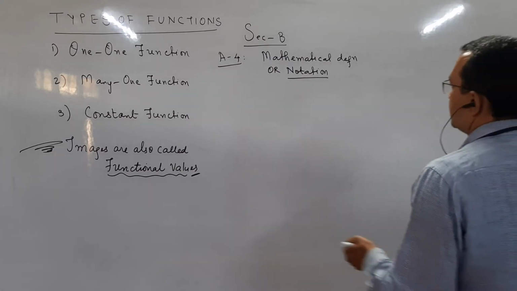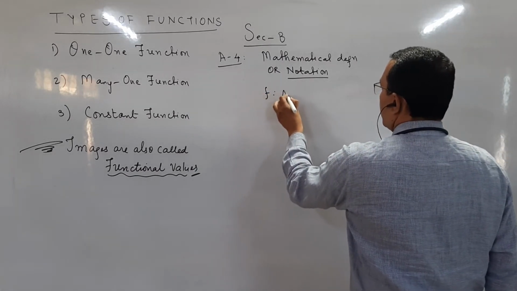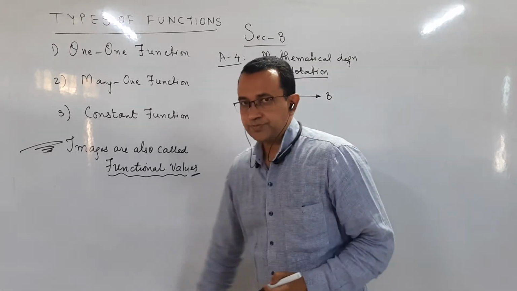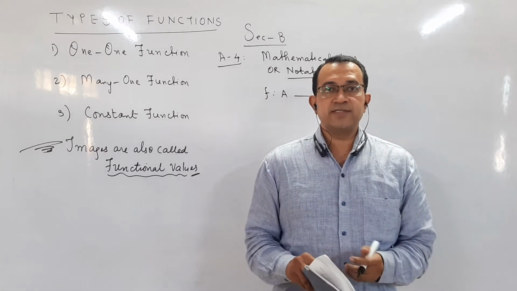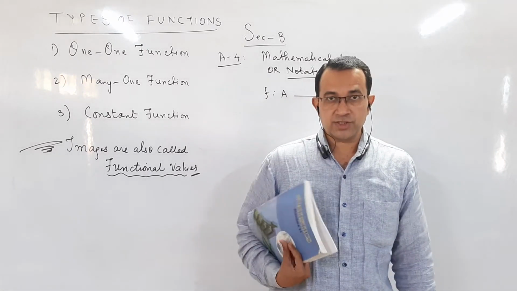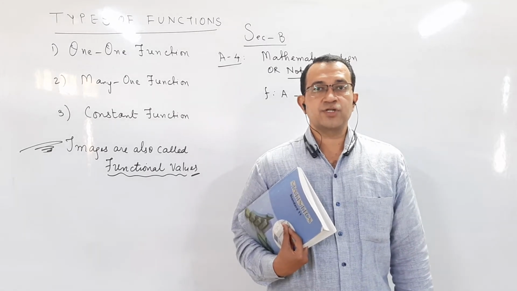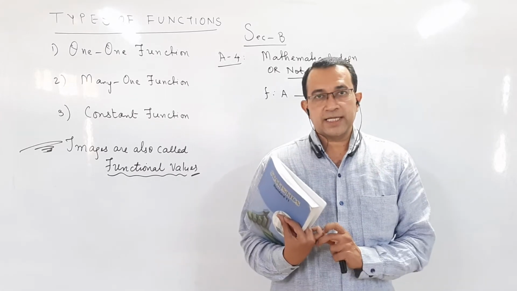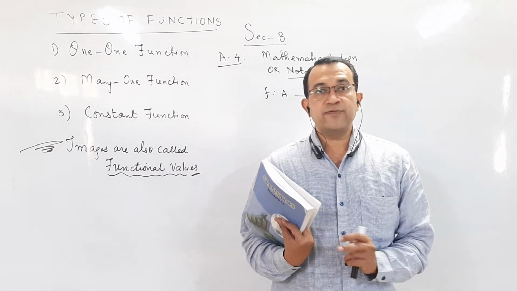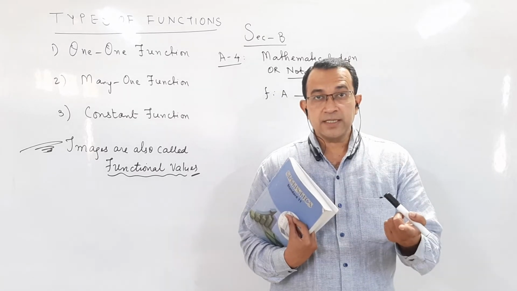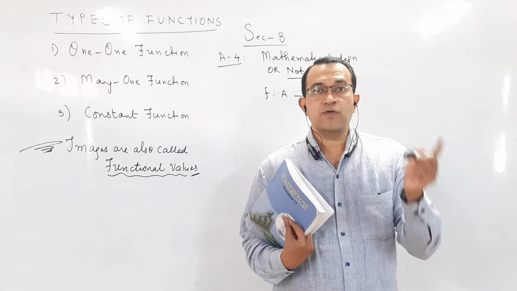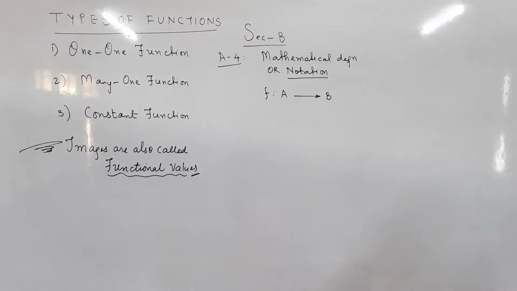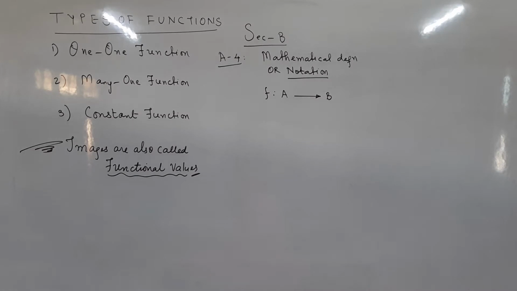Suppose f is a function defined from domain A to codomain B. First, I am revising the formal definition in words. For any two different elements of the domain, if their images or functional values are different, then such a function is called a one-one function.